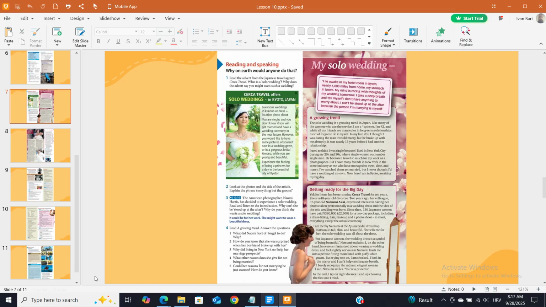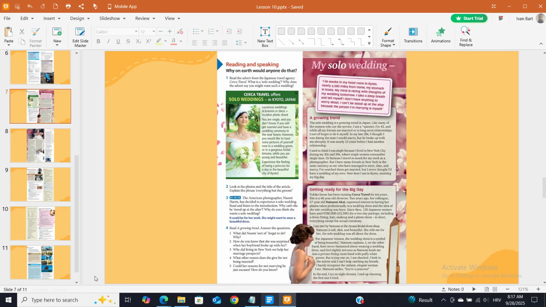But trying one on, I am shocked. I look in the mirror and I can't help catching my breath. I barely recognize the radiant, elegant woman I see. Natsumi smiles. You're a princess. In the end, I try on 8 dresses. I end up choosing the first one I tried. Everything but the groom. The big day.